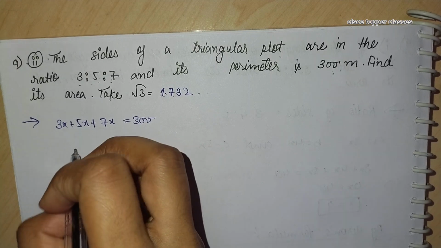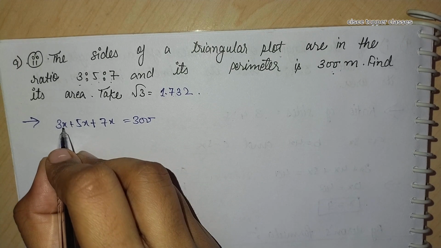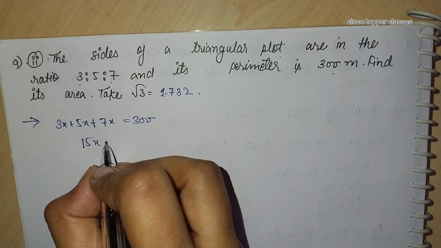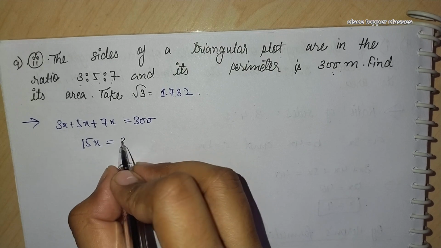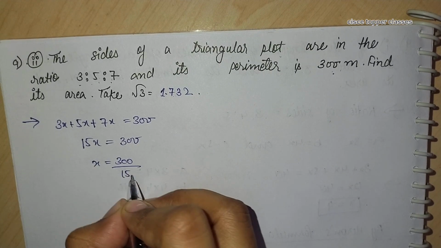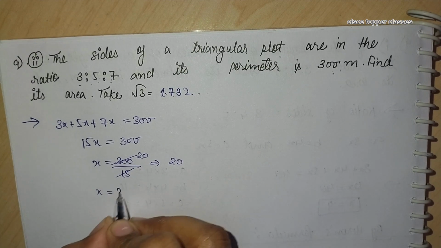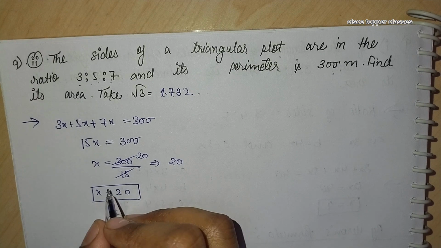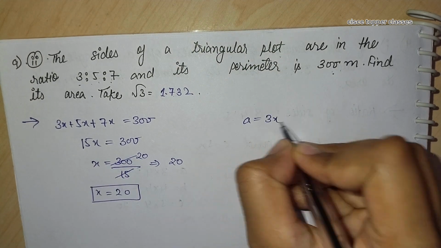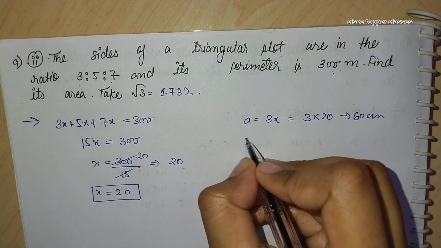We will add these sides and it will be 15x. Here 3 plus 5 is 8, plus 7 will be 15 here. So this is 15x equal to 300. We will divide this, so 300 by 15 will be 20 here, means x is equal to 20. Now we have to find the first side. So let this be the first side here. We'll put the value of x, which is 20. So 60 meter is the first side.